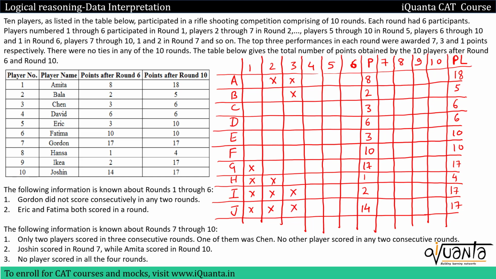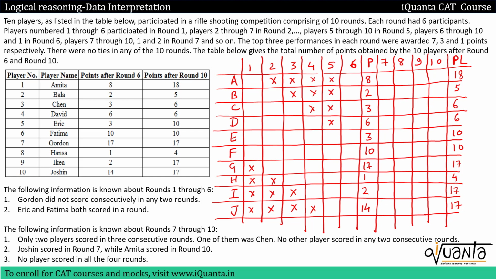Similarly in round 4, players 4 to 9 are participating. So 1, 2, 3 will not play and this last player will not play. Then in round 5, players 5 to 10 are participating. So the first 4 will not play.